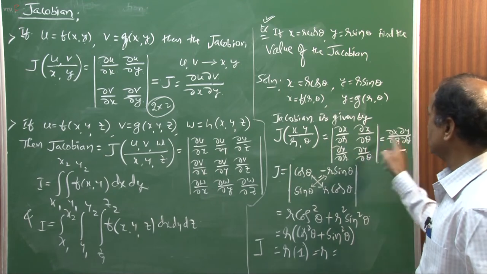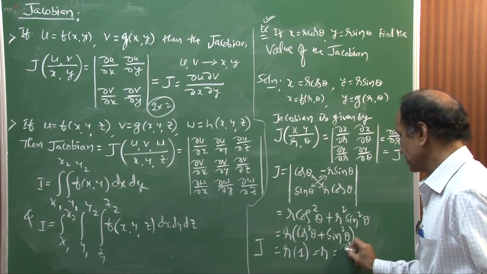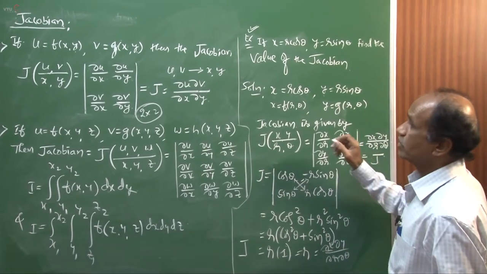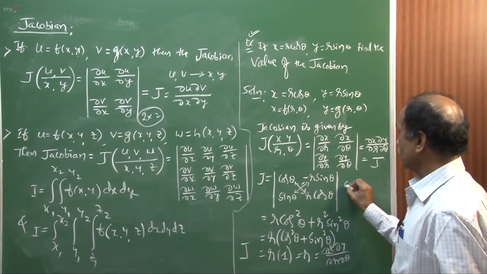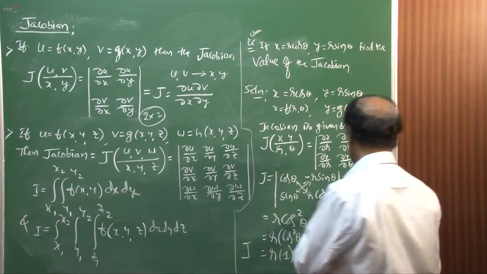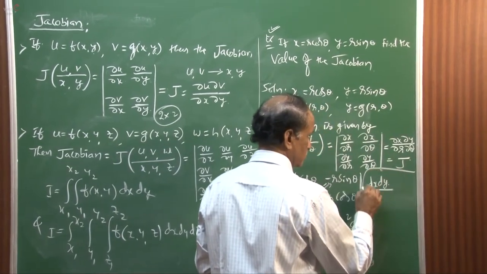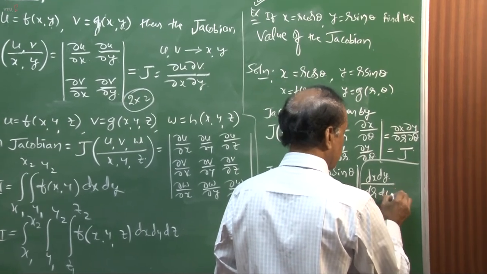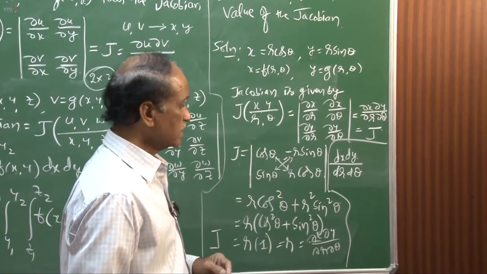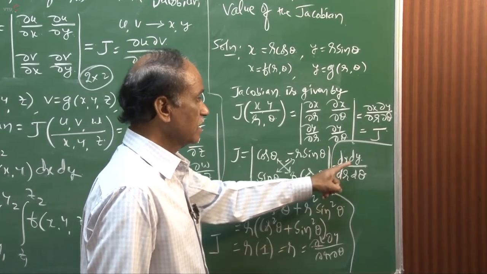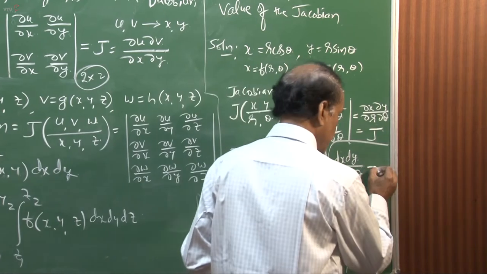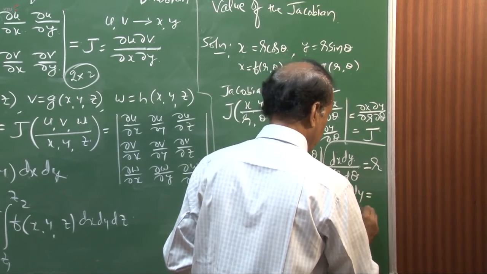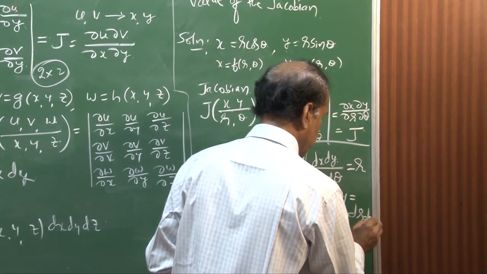That J is nothing but this value, otherwise this value. I will write this value: del x del y divided by del r del theta. Therefore, what finally you can declare: dx dy divided by dr d theta. If you write partial derivatives as ordinary derivatives, when x is a function of a single variable and y is a function of a single variable, this is equal to r. Then dx dy is equal to r into dr d theta.